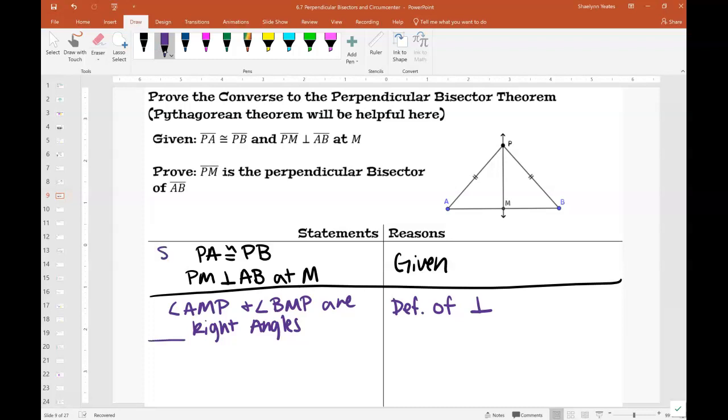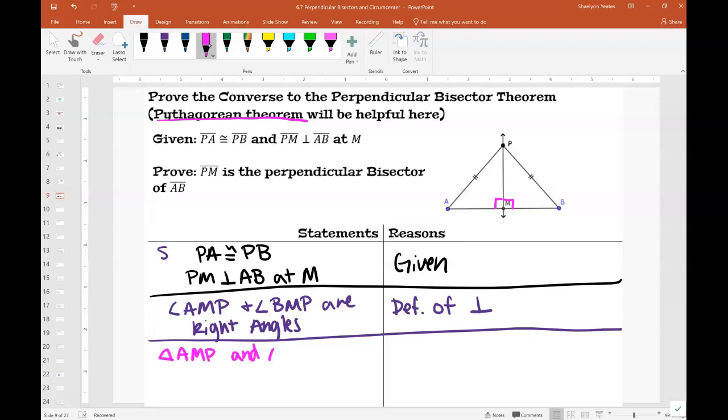Well, this gives me an interesting thing that we can do, especially because I know I'm going to be using Pythagorean theorem. If I'm going to be doing Pythagorean theorem, I need right triangles. So I've just said that these are right angles. So now I can say that triangle AMP and triangle BMP are right triangles. And this is just by the definition of right triangles. Right triangles are defined as triangles that have exactly one right angle. These are triangles with exactly one right angle. Right triangles. We can get there.